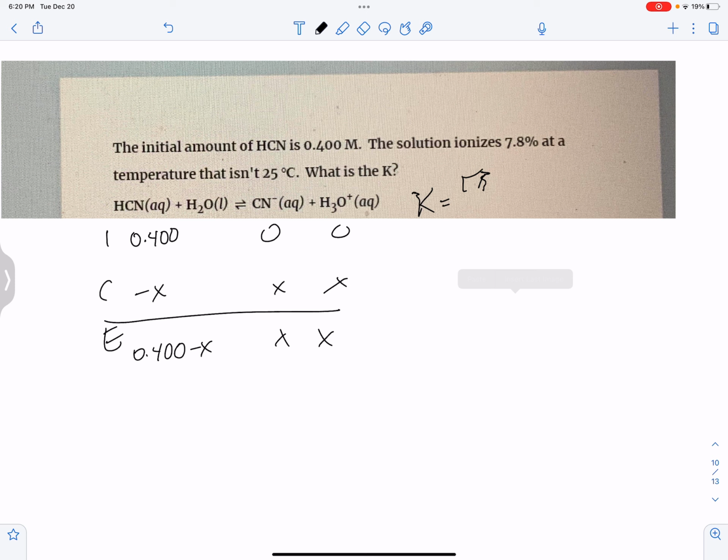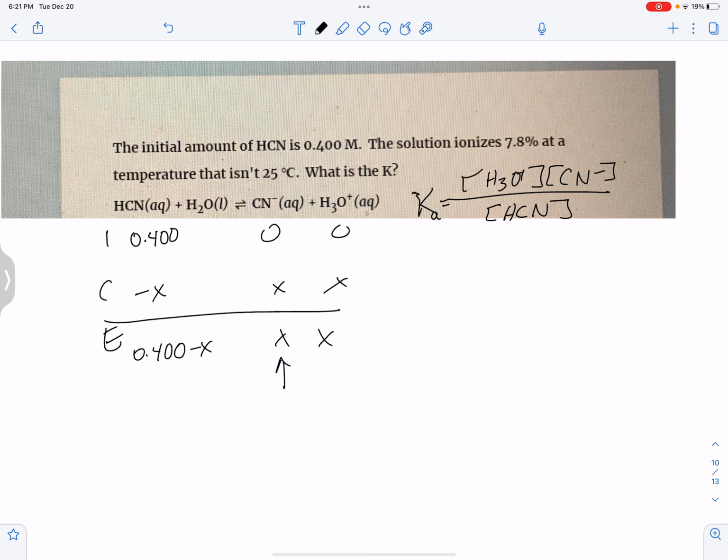Again, I always say this because I'm writing these out. But it's always a good idea, especially when you haven't done it in a while. I always recommend call it Ka and write out the expression first. HCN. So now we know percent ionization.